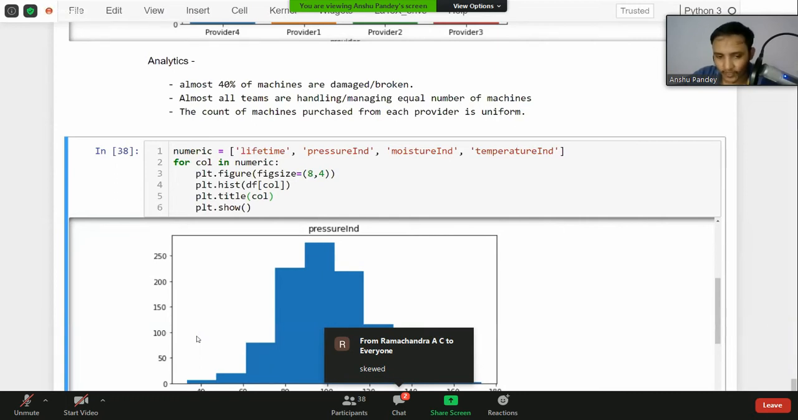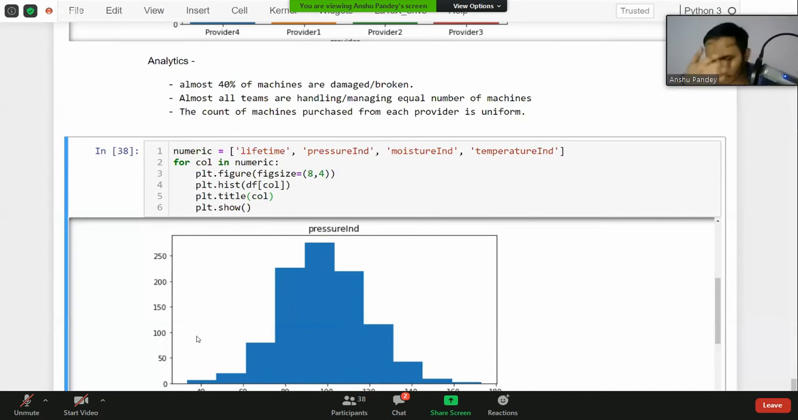Pressure is almost a normal distribution, as we can see that, right? It's ranging between 40 to 160, but most of the machines are operated between the value of pressure 80 to 120. So that's a standard popular range within which the machines are being operated, right?